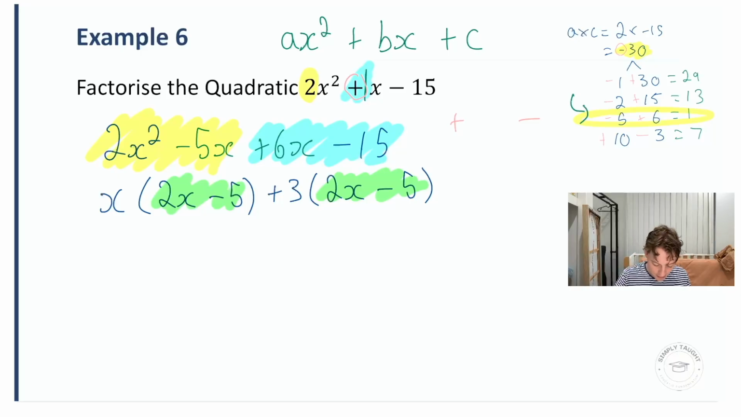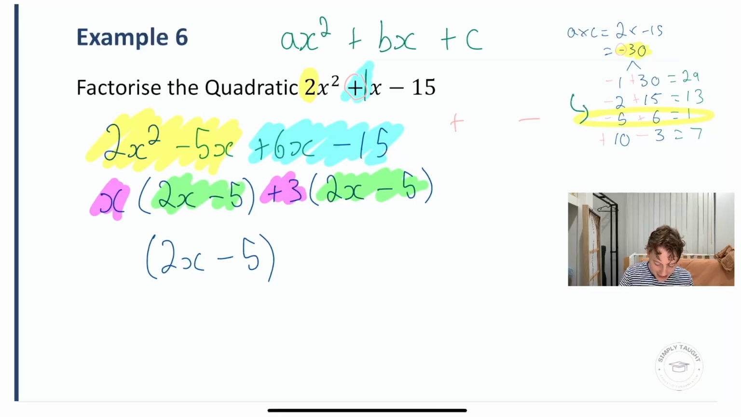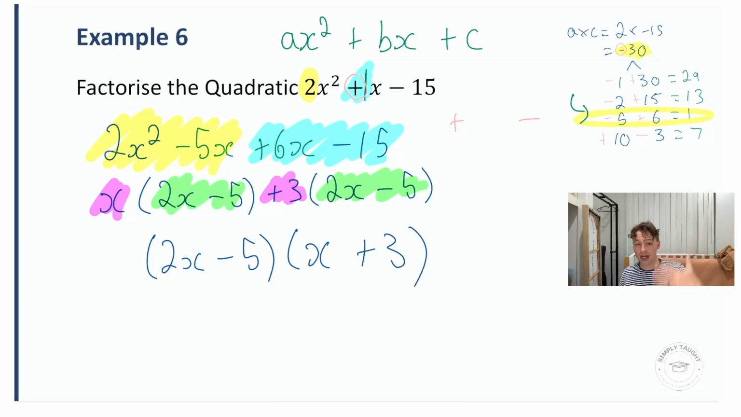So now, what do I do? Well, my common bracket, the 2x minus 5, I'm going to write here out the front. And my remaining terms, I'm almost running out of colors here, I'm going to use purple. That is my x and my positive 3. That forms my second bracket, that is x plus 3. Okay, now if I'm not sure, I can expand to check, right? There's a lot of theory for why grouping works. I'm not going to go into it too much here. I want this video to be a little bit shorter.